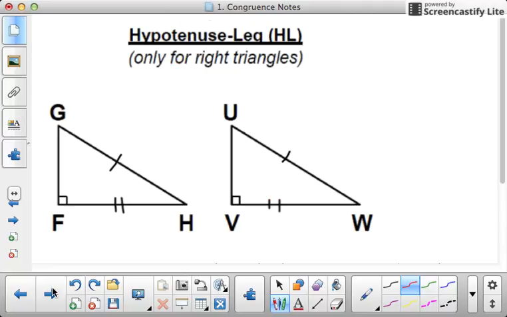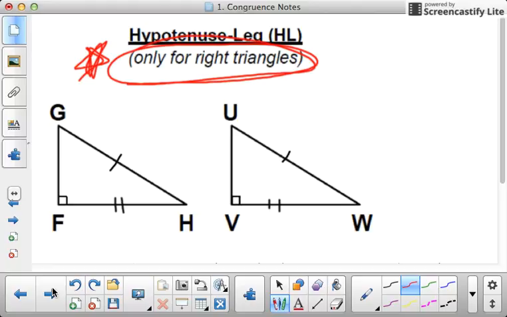And finally, my last set of congruence would be hypotenuse leg. This is only true for right triangles, so circle this, star this. Super, super important. I only have a hypotenuse when I have a 90-degree angle. So remember, my hypotenuse is always directly across from my 90-degree angle. Notice these both have a hypotenuse and they both have one tick mark. This tells me G to H, which is my hypotenuse, is congruent to U to W.